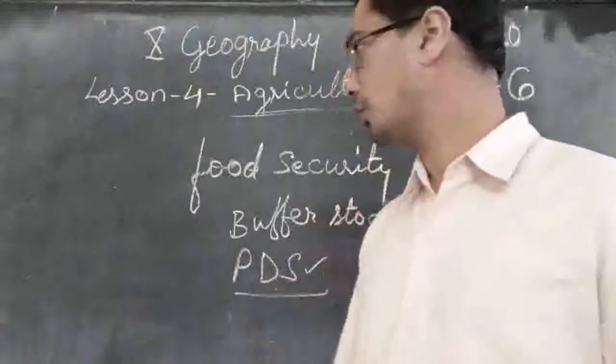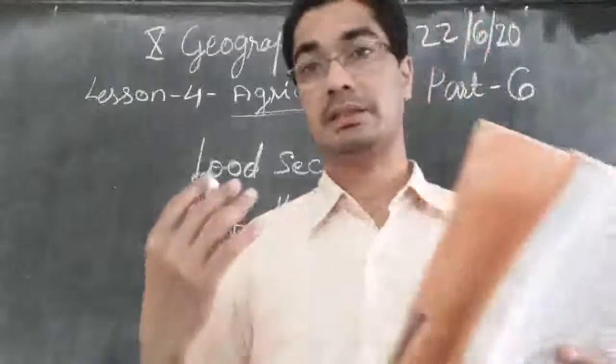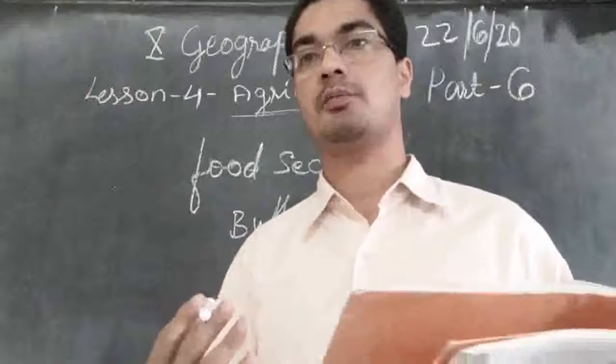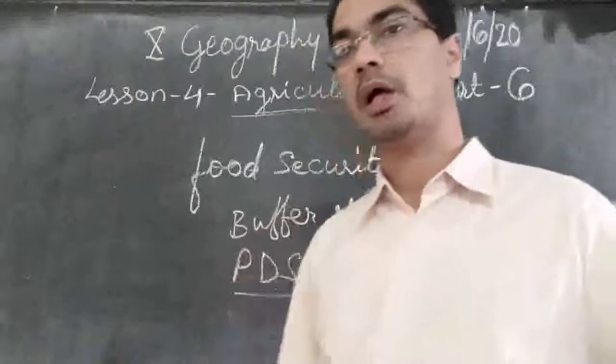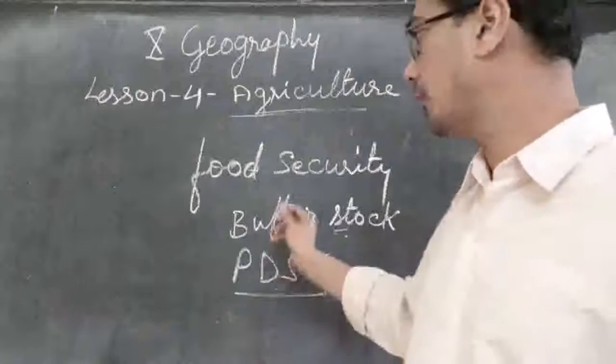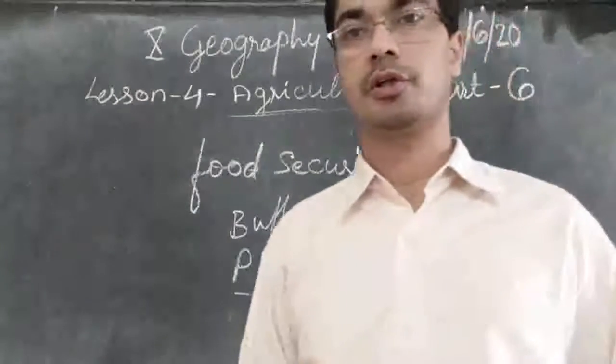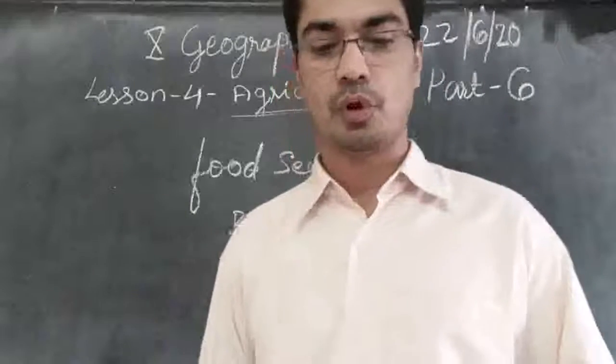So government will stock up, that's called buffer stock, from the farmers. What is extra produced by the farmers will be collected by the government and will create the buffer stock, and afterwards it will be given to the PDS in order to distribute to the poor people.